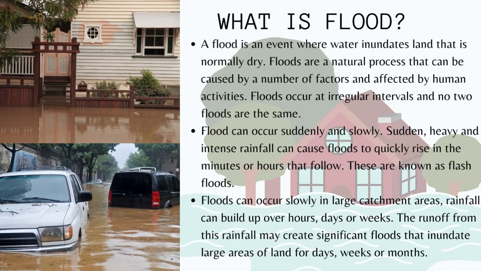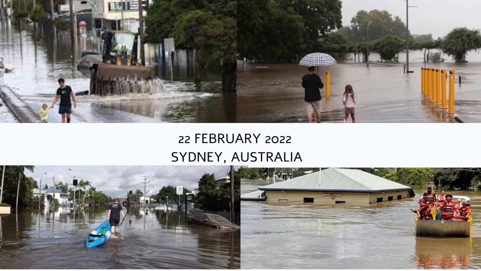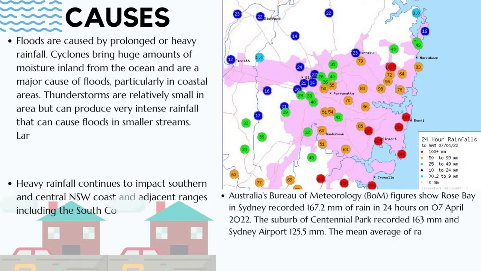Rainfall can build up over hours, days or weeks. This runoff from this rainfall may create significant floods that inundate large areas of land for days, weeks or months. This happened on 22 February 2022 in Sydney, Australia. Floods are caused by prolonged or heavy rainfall.